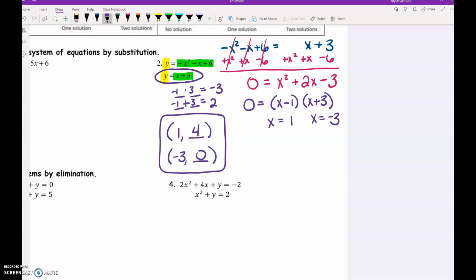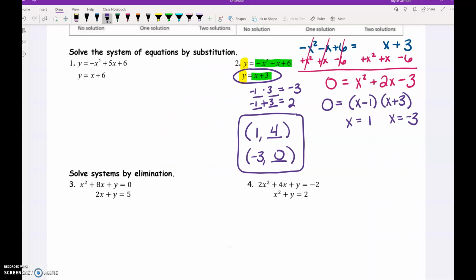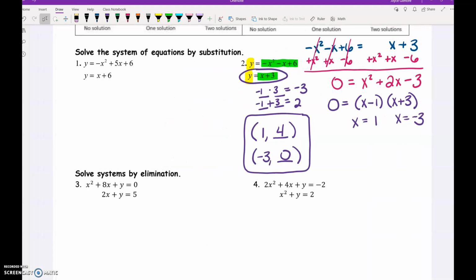Does substitution seem pretty easy? Stuff equals stuff, get 0 on one side, factor and solve. Makes sense. Okay, let's look at elimination. Personally, I don't really like elimination, so I'm also going to show you how you can avoid using elimination if you want to.